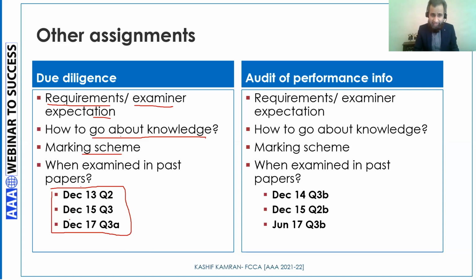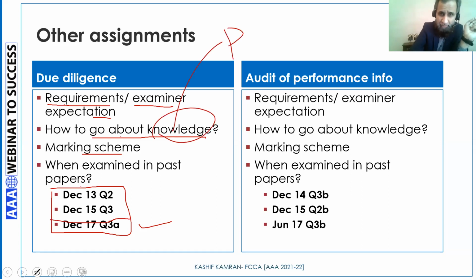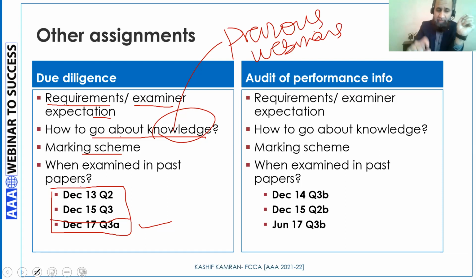Now, December 17 is what we are doing today, this one. But when you look at the previous ones, don't be worried about it because they have been covered in the previous webinars, right? So you need to know 4 things: the marking scheme for due diligence, when it was examined in the past paper, and how to go about knowledge and requirements, which comes in the exam paper. Knowledge, watch my previous webinars, right? Only the previous webinars would be sufficient for this, and you don't need to go to the books, right?